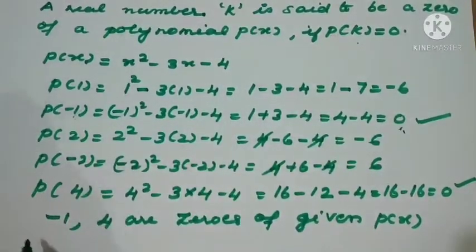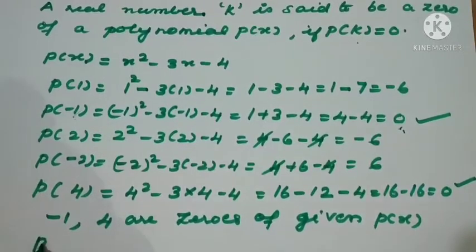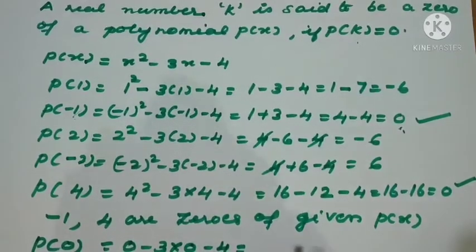Let me try the same question with 0 also. So what will happen to 0? p(0) I will put, means 0 minus 3 into 0 minus 4. We are not getting 0 as the answer. So what is the conclusion? 0 is not a zero of the given polynomial. Sometimes the zero can be 0 also, but not always. So in some cases it is not possible. So when the value of the polynomial becomes 0, then the corresponding values are called the zeros of the given polynomial.